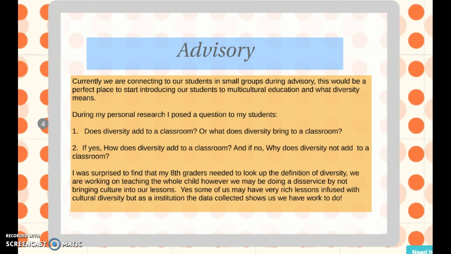I was surprised to find that my 8th grade students didn't know the definition of diversity. They had a little idea of what they thought it could be, but most of them had to research and look up the definition. We are working on teaching the whole child. However, we are doing a disservice to our students by not bringing in culture into our lessons. Some of my staff that I currently work with do have culturally diverse lessons, but overall, I don't think we, on a regular basis, teach our students what different ethnic and cultural backgrounds are.